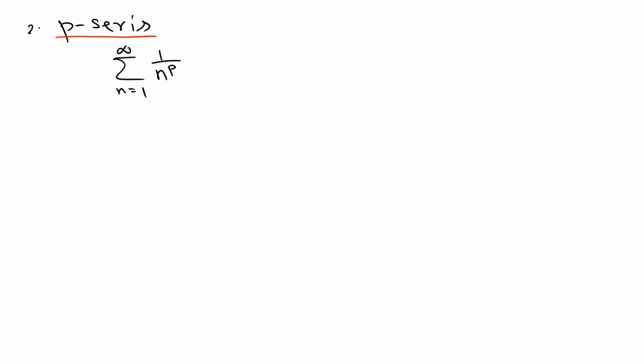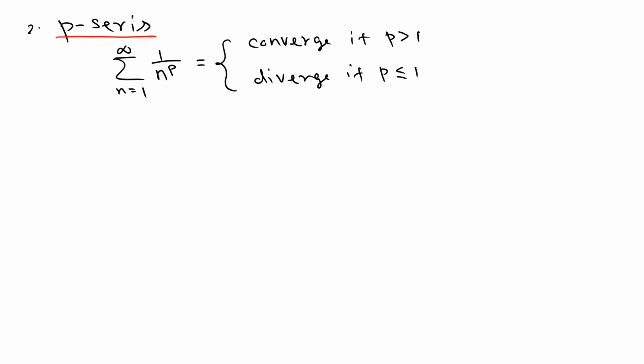So if you have a P series, we know that there are two things that can happen. So what are those two things? The series can converge if p is greater than 1. It's going to diverge if p is less than or equal to 1. Okay, converge if p greater than 1, diverge if p less than or equal to 1.